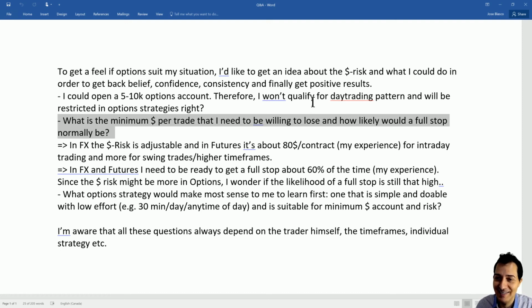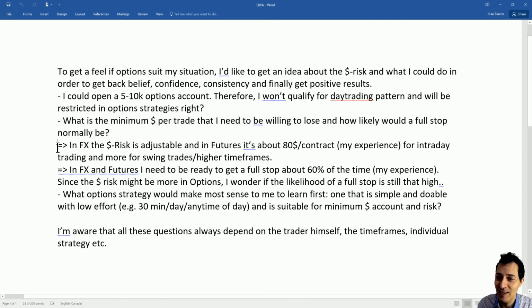So it's true. Anyway, so in FX, the dollar risk is adjustable, and in futures it's about $80 per contract. That's your experience, okay? So again, that experience is what you need to develop with options to know which figures to use in the scanner when you type the between figures. So in forex and futures, I need to be ready to get a full stop about 60% of the times. So now you know better what to expect with options trading.